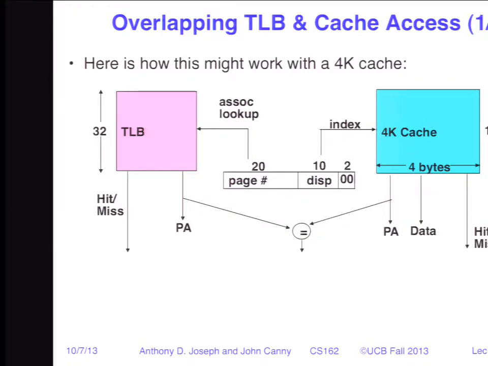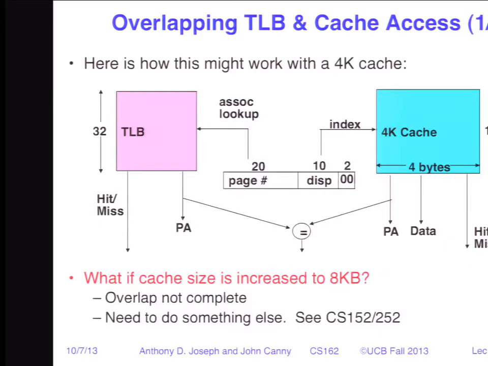Kind of confusing. Spend some time after class looking at it. And if you really want to bend your mind, think about what happens if we make the cache bigger. Now this won't work because the overlap would not be complete. We'd need another bit. So we'd need 13 bits, and our offset's only 12 bits. So if you want to know how to make that work, that's a plug for taking 152 or 252.